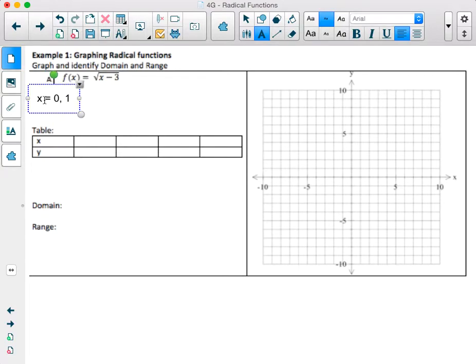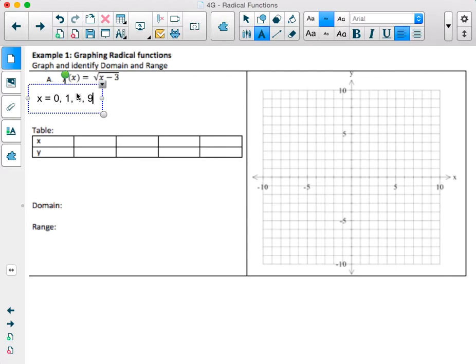I can take the square root of 1. I can take the square root of 4. The next one would be 9, right? So I can take the square root of these numbers pretty easily. I can't take the square root of any negative numbers. So I've got to make sure that I don't end up plugging something in for x that would cause me to take the square root of a negative number.